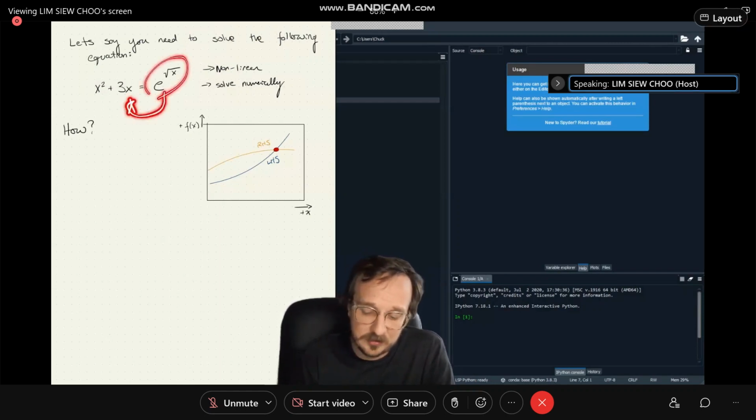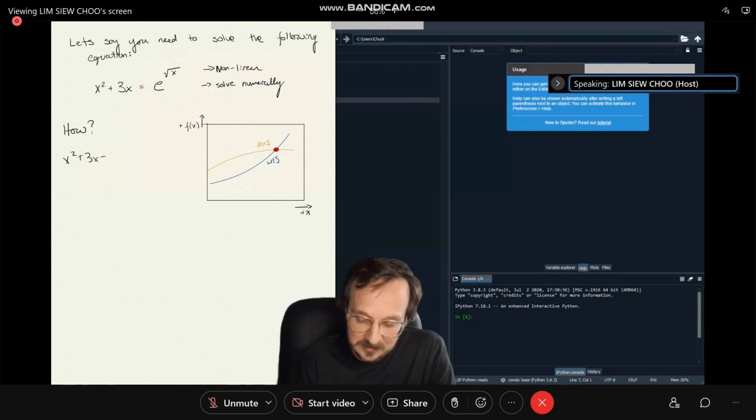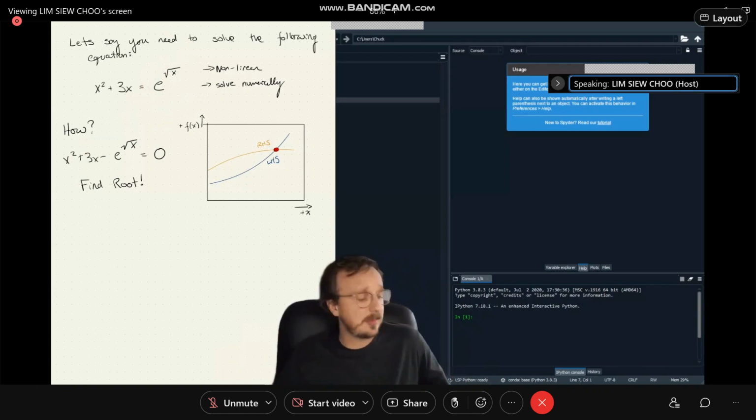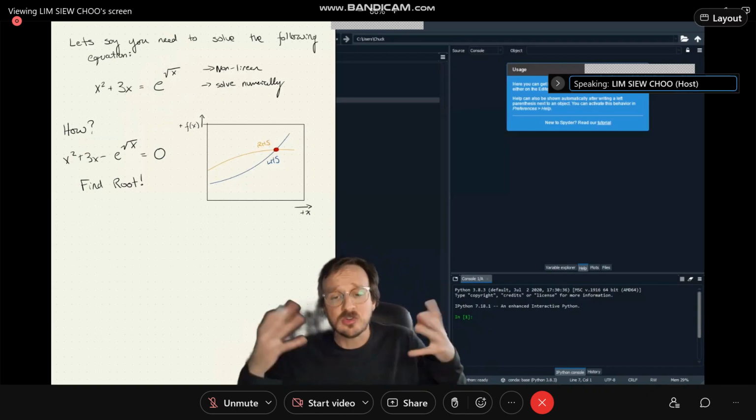Okay, so let's move this to the other side. We can say x squared plus 3x minus e to the square root x equals 0. And what do we do? Well, we find the root. There are a number of numerical methods to find roots. I'm not going to teach you all the theory behind root finding. I just want to show you how to use Python.